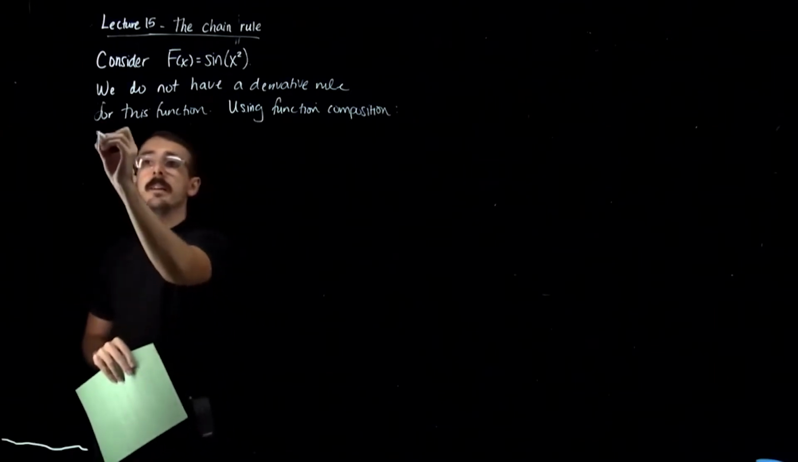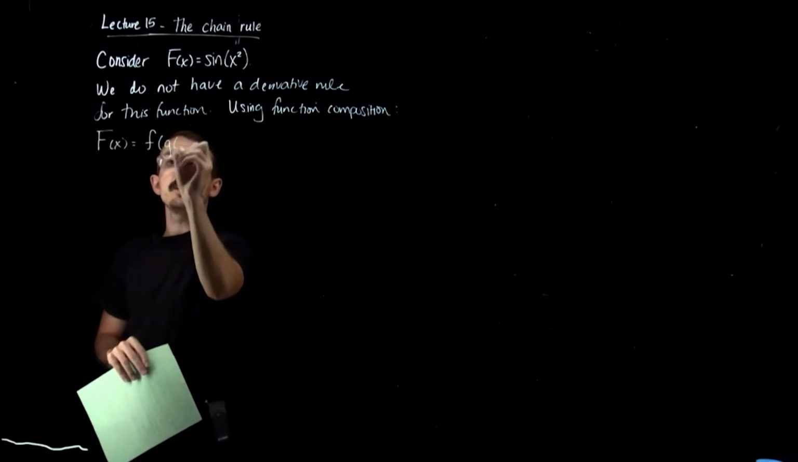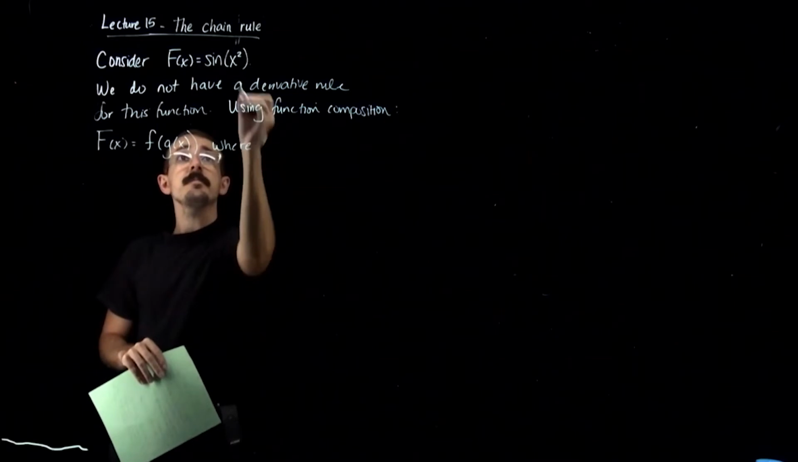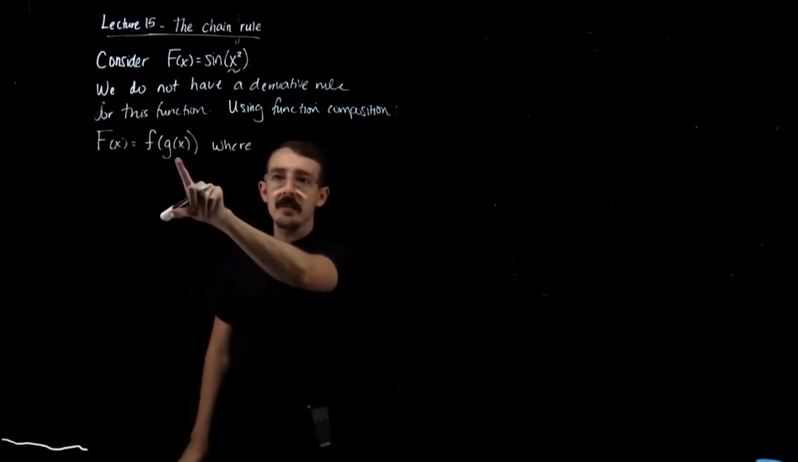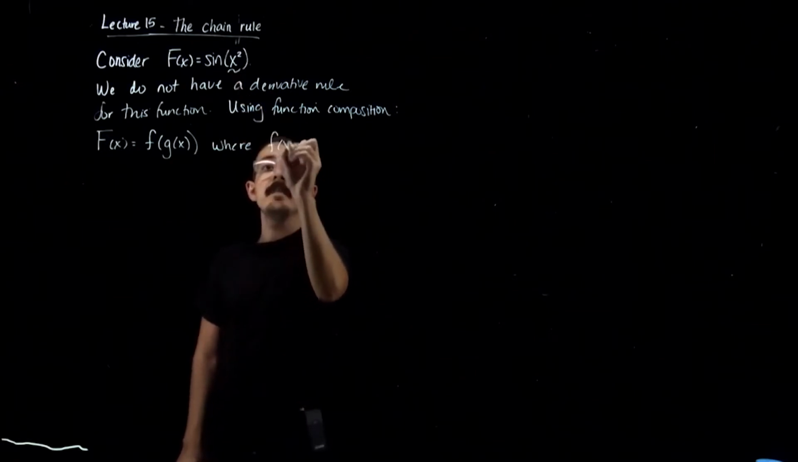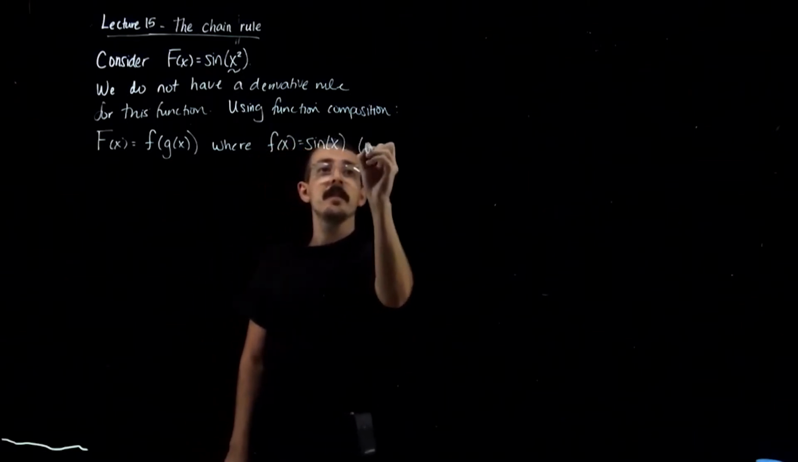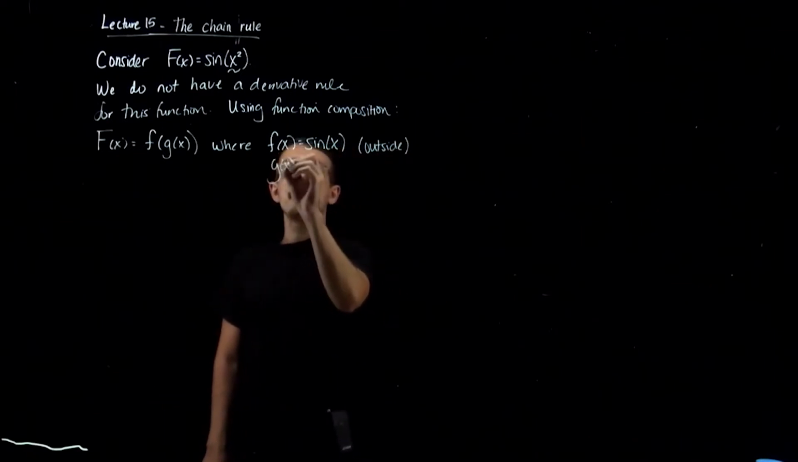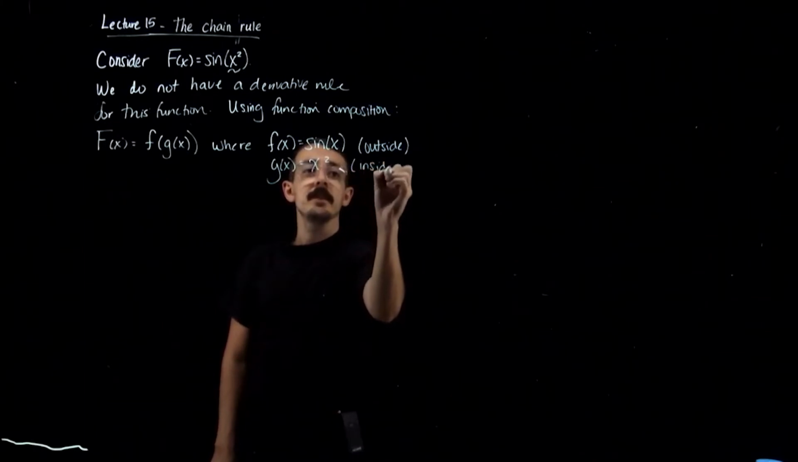So we're going to say capital F of x is equal to f of g of x, where you could think of g of x as my inside function, the one that's getting plugged in. So I'll say f of x is sine of x. That's my outside function. I'll be frequently referring to these as outside and inside. And then g of x is x squared. It's kind of the inside function.